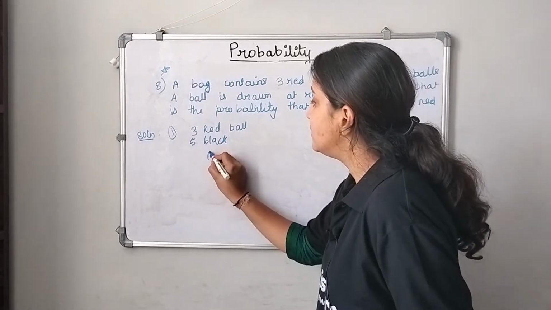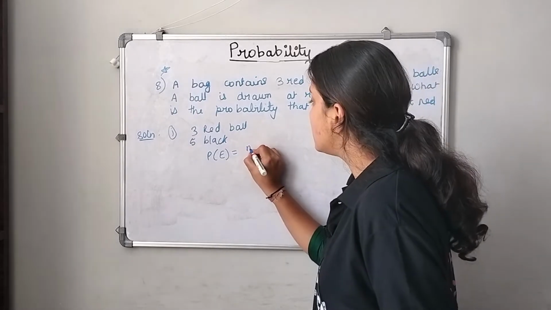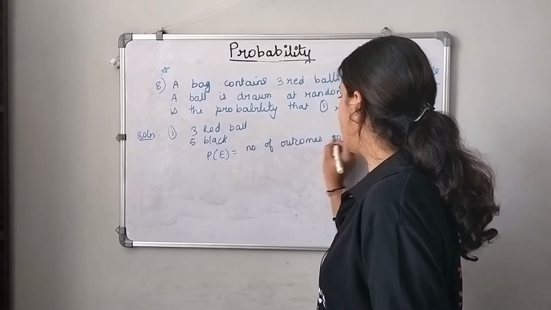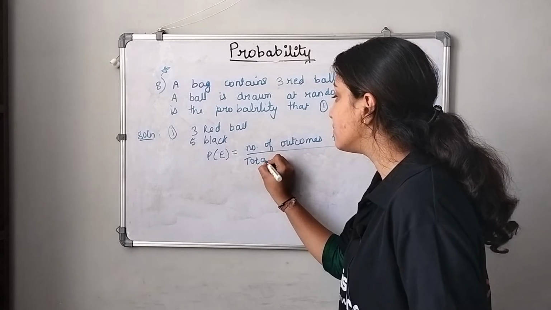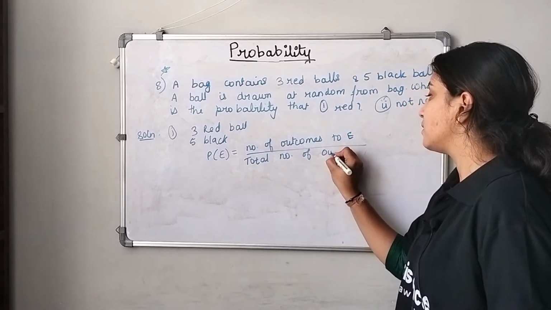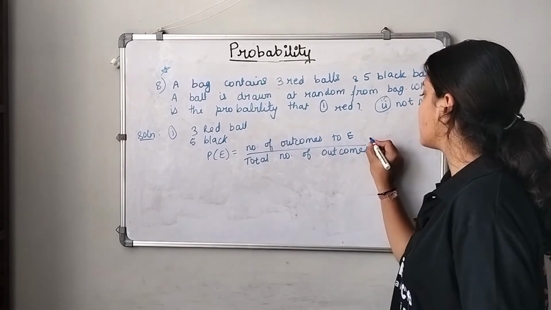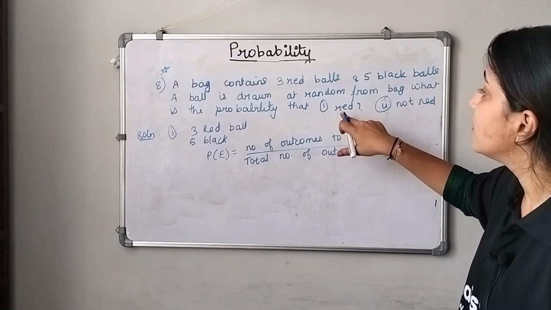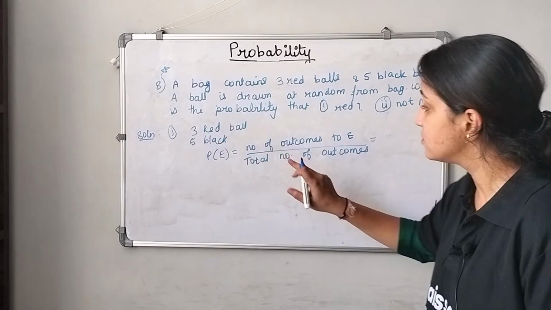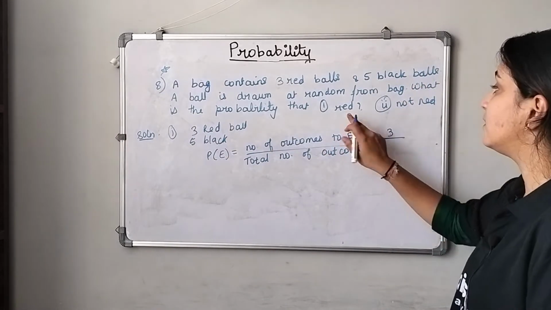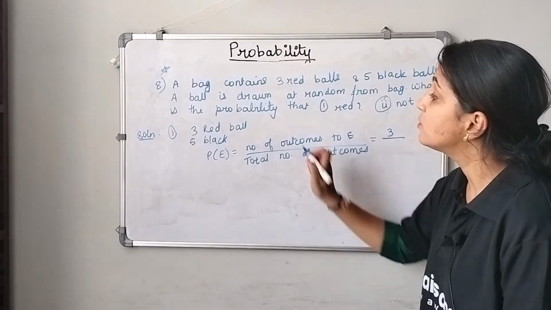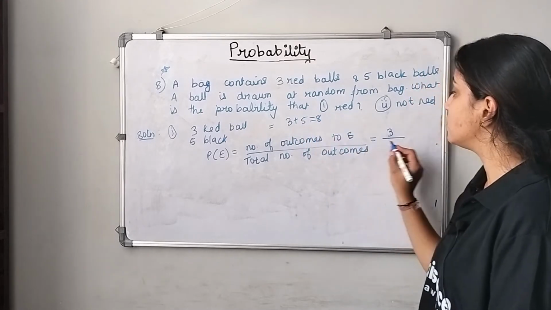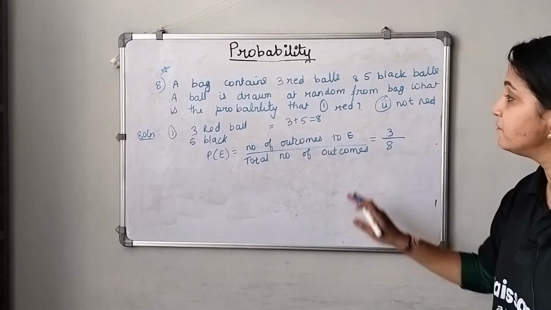Okay, first, we'll write the definition. P of E is equal to number of outcomes to E and total number of outcomes. E is the event that is happening. Now how many red balls are there? 3, right? So the number will be 3 upon how many total number of balls are there? 3 plus 5, which is 8. So 3 upon 8 is the probability of the first question.